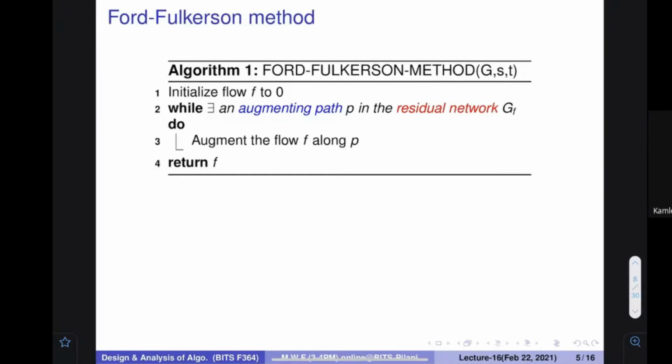Yes. Should I give you the solution? How to find out the maximum flow? Yes or no? Okay. So 2 students want this. Where are others? Rahul, where are you?